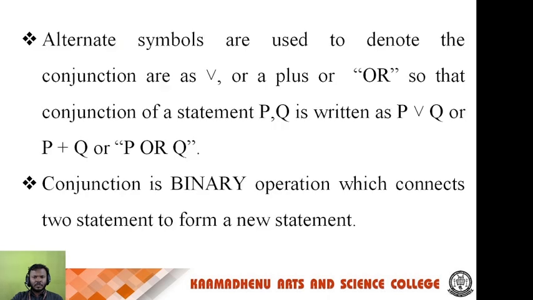Alternate symbols are used to denote the disjunction, such as the or symbol, a plus, or the word or, so that the disjunction of statements P, Q is written as P or Q, or P plus Q, or P with the word or and Q. Disjunction is a binary operation which connects two statements to form a new statement.